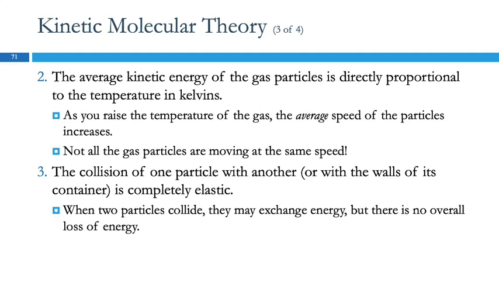The average kinetic energy of the gas particles is directly proportional to the temperature in kelvins. And we have to use kelvins here because on a temperature scale where we have negative numbers and zero, nothing can be directly proportional. So what this means is as you raise the temperature of the gas, the average speed of the particles will increase. Now that's the average speed. Not all of the gas particles are moving at the same speed. Some of them are going to be really slow and pokey, and some of them are going to be super fast. But temperature measures the overall average kinetic energy.